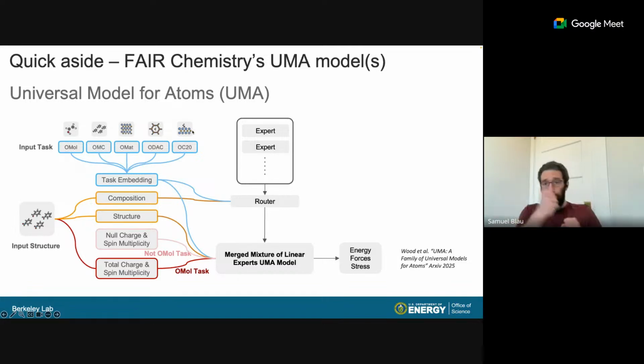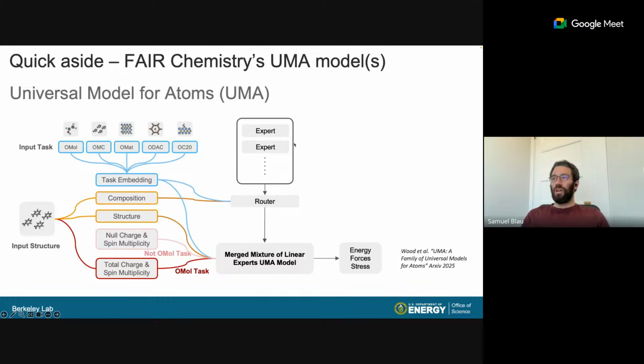But the challenge here is that these different data sets are at different levels of theory. You can't just mix them all together and train a model on it, because these are incompatible labels, given the different software and the different level of theory used for each data set. So you have this task embedding.